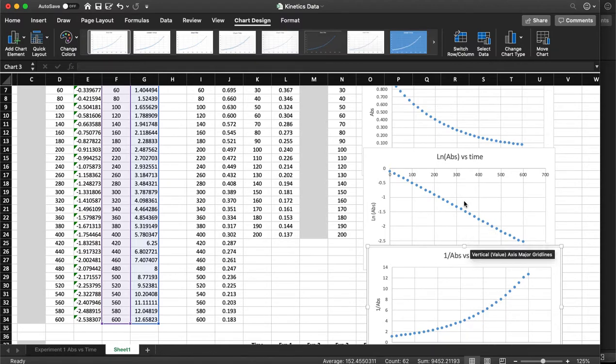And in this case, we see it's the natural log plot that's linear, so that means it's a first order reaction for that reactant that we're looking at. If the plain absorbance versus time was linear, that would have been 0th order. 1 over absorbance versus time, if that's linear, it's a second order reaction.